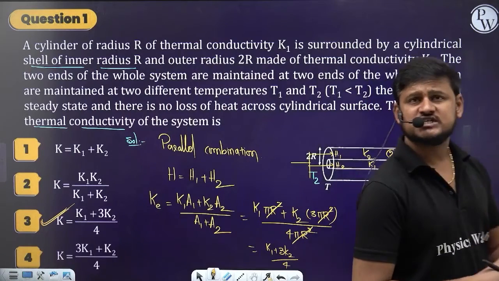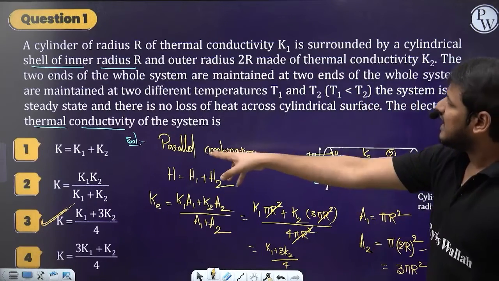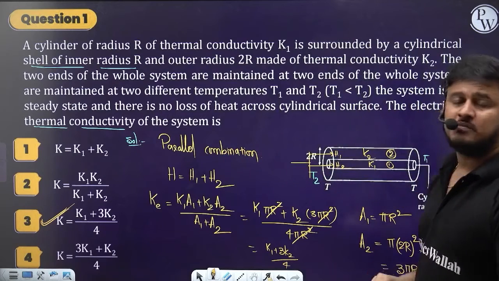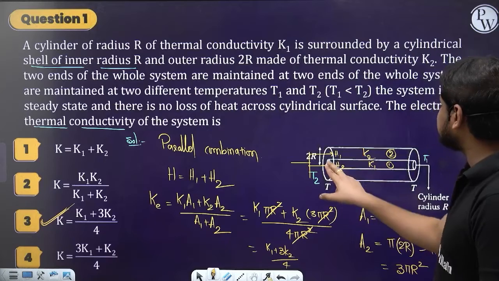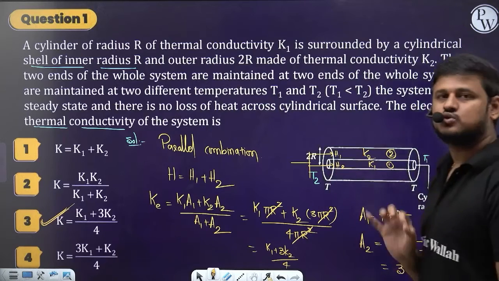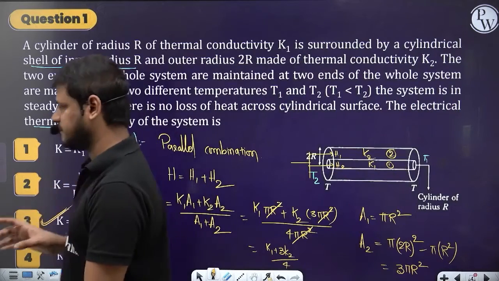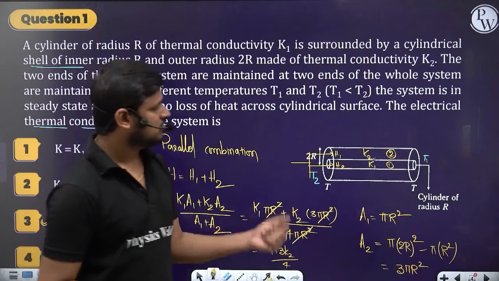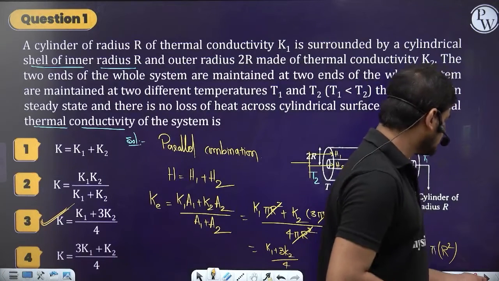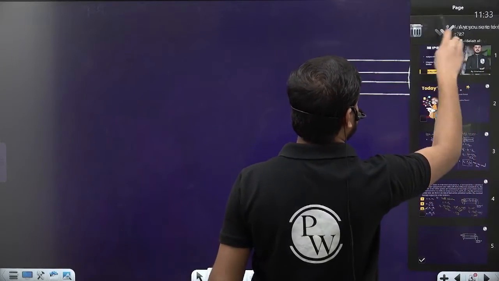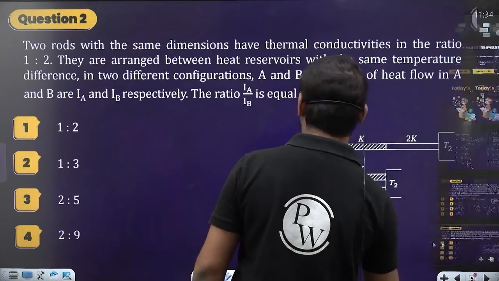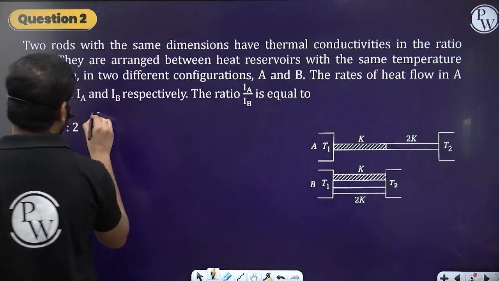Just one thing: you have to identify in which combination these rods are arranged, first, and then what their areas are. These two are the major parameters in this question. If you can identify them, you can solve the question easily. It's just formula based. We don't need another slide for this, so let me delete this. Let's go for question number 2.